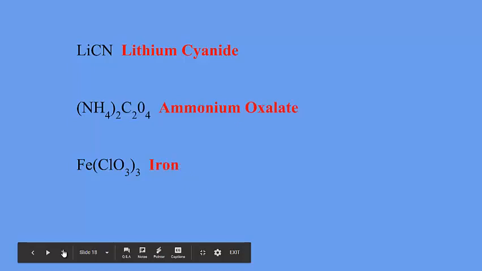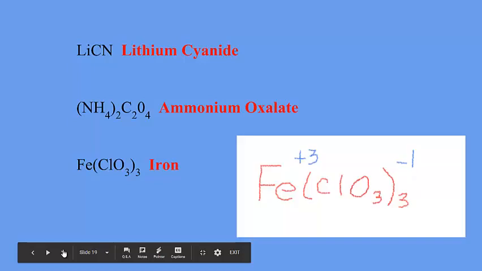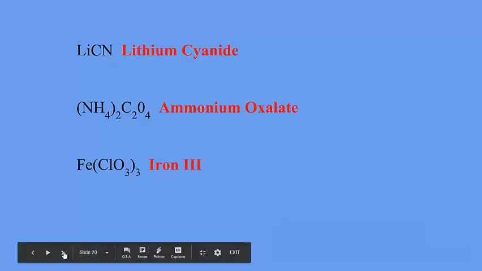Last example, iron. Does it need a Roman numeral? It sure does. Can you figure it out? Pause and try. It must be a +3 to have this 3 down here after the ClO3. So that's iron, Roman numeral 3, and what is that polyatomic ion?